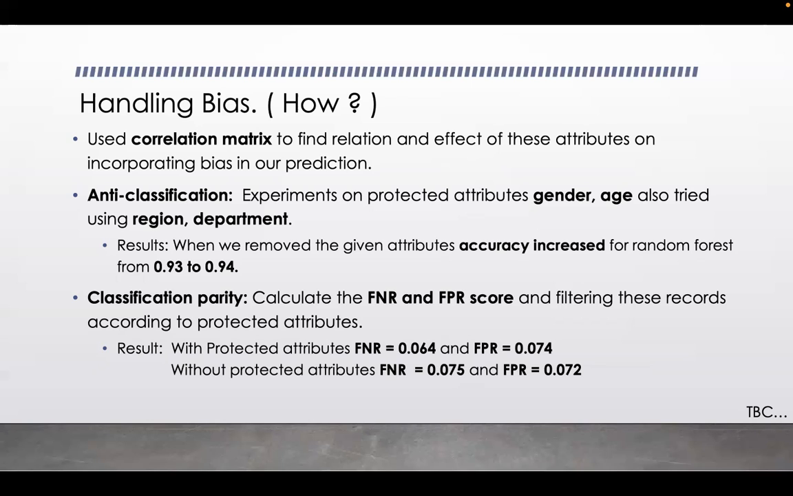The other experiment is the classification parity. We calculated FNR and FPR with the protected attributes and without the protected attributes. With protected attributes in the data set, the false negative rate came up to 0.064 and the false positive rate came up to 0.074. Without protected attributes, the false negative rate is 0.075 and the false positive rate is 0.072.